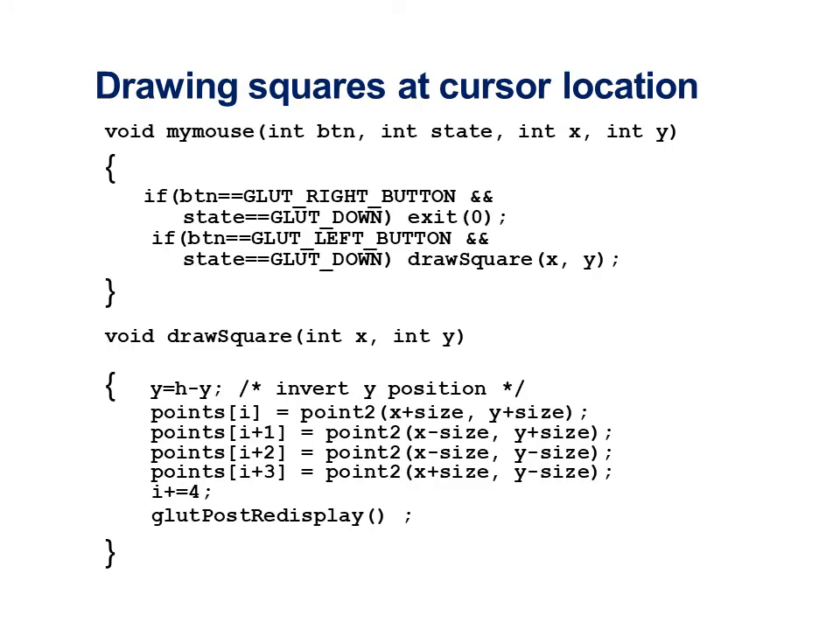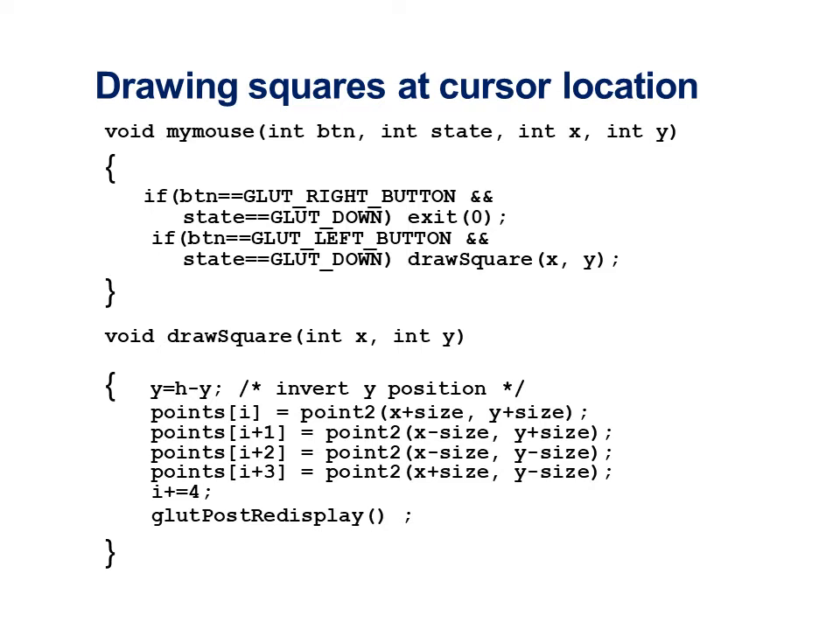Here we are having two functions. The first one is my mouse and the second one is draw square. In the my mouse function, we are checking if the button is equal to GLUT_RIGHT_BUTTON and the state is GLUT_DOWN, then exit the program. Or if the button is equal to GLUT_LEFT_BUTTON and the state is equal to GLUT_DOWN, then you draw the square, with x and y values. This x and y will be got at the position where the mouse is pointing to.